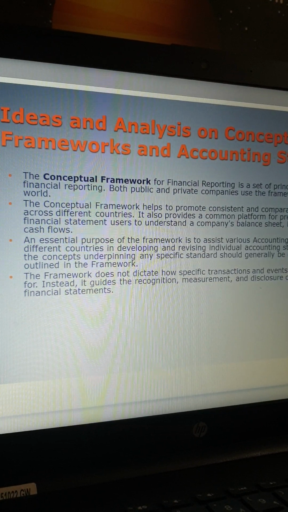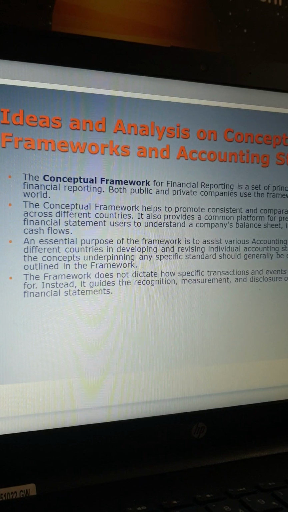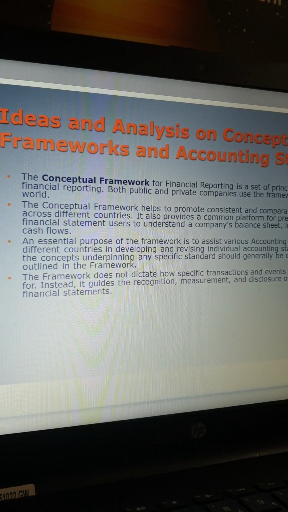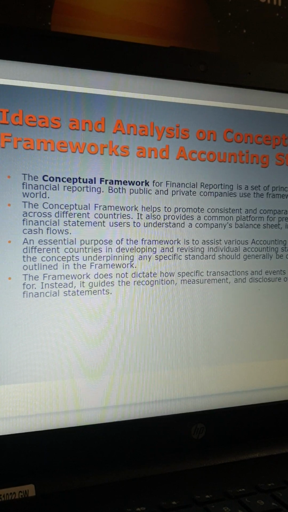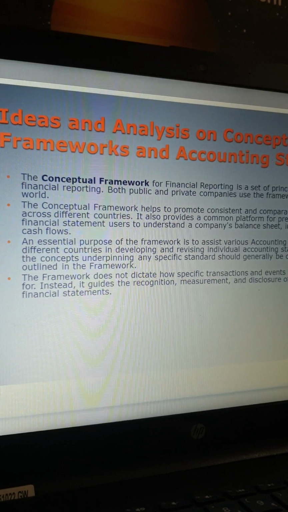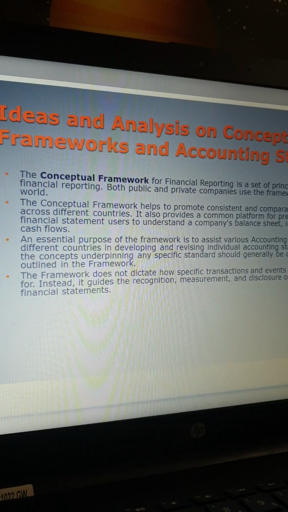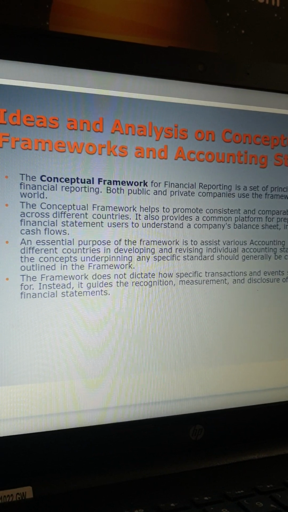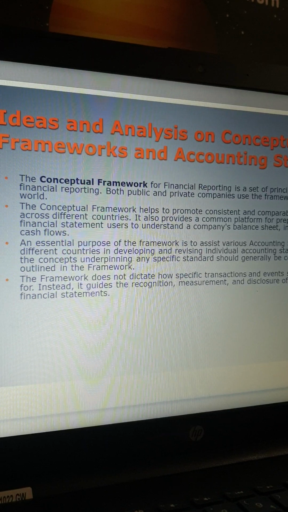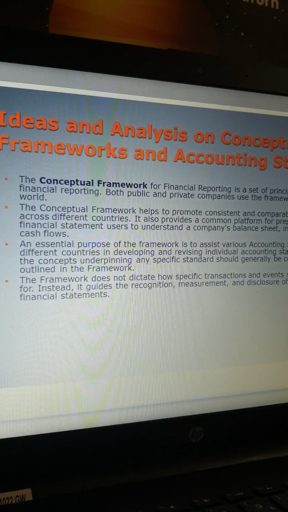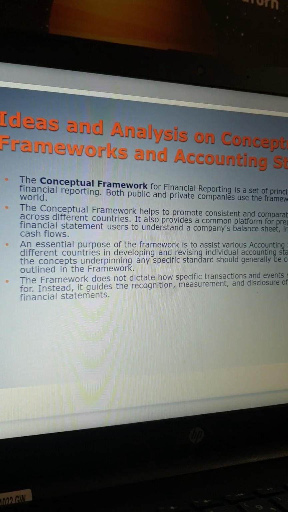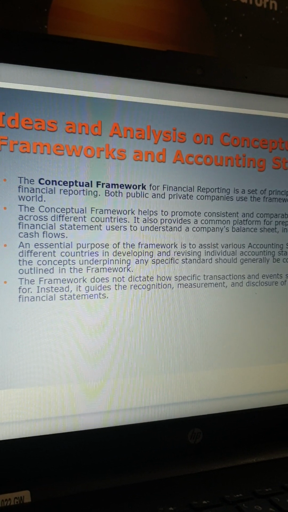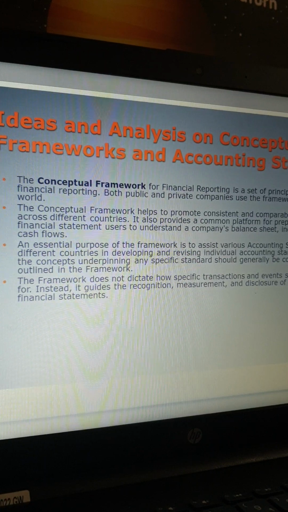It also provides a common platform for preparers, auditors, and financial statement users to assess a company's balance sheet, income statement, and cash flows. An essential purpose of the framework is to assist various accounting standards boards in different countries in developing and revising individual accounting standards. Therefore, the concepts underpinning any specific standard should generally be consistent with those outlined in the framework.